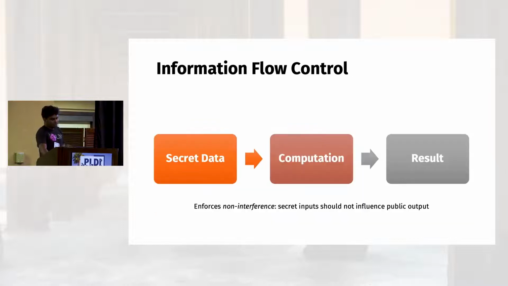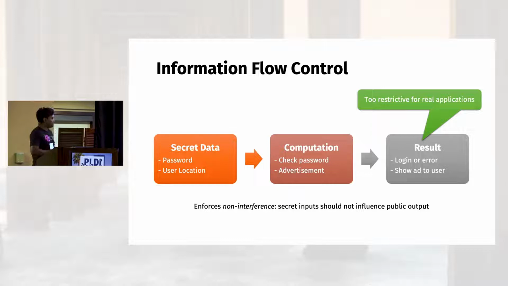So, as a research community, we have indeed come up with techniques called information flow control, which enforce a formal property called non-interference. And really, what that means is any computation on a secret input should not influence a public output, right? And this is great. It allows us to prove really secure systems.